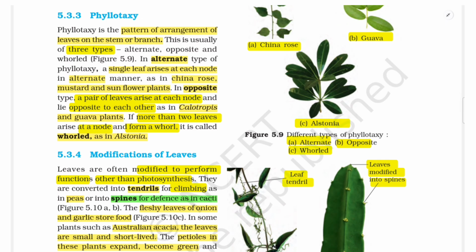5.3.3 Phyllotaxy. Phyllotaxy is the pattern of arrangement of leaves on the stem or branch. This is usually of three types: alternate, opposite, and whorled, figure 5.9. In alternate type of phyllotaxy, a single leaf arises at each node in alternate manner as in China rose, mustard, and sunflower plants. In opposite type, a pair of leaves arise at each node and lie opposite to each other as in calotropis and guava. If more than two leaves arise at a node and form a whorl, it is called whorled as in Alstonia.